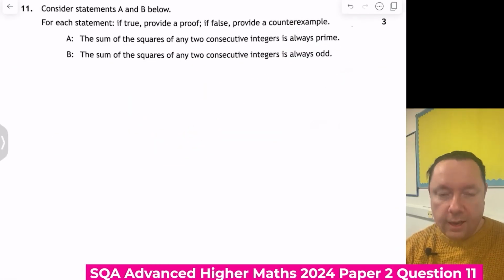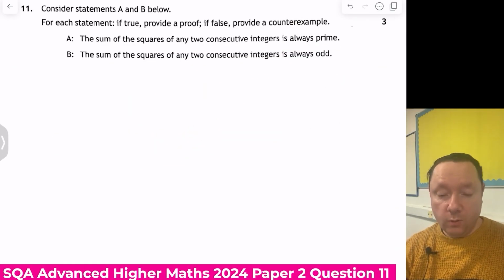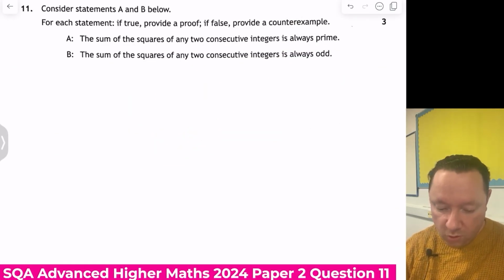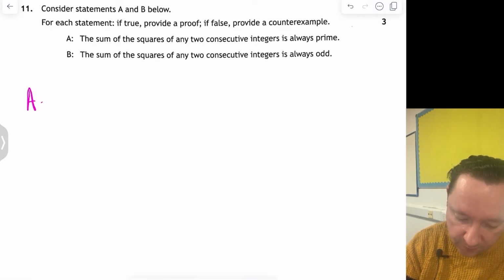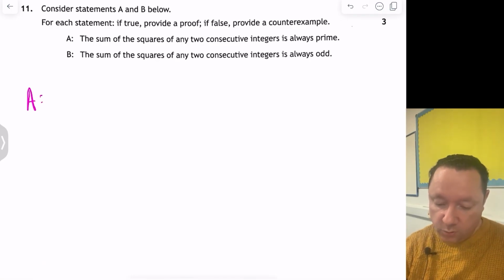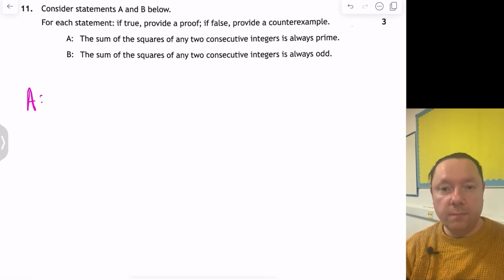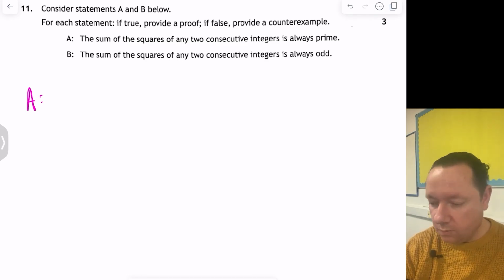And we're done there. SQA Advanced Higher Maths 2024, Paper 2, Question 11. Consider statements A and B below. For each statement, if true, provide a proof, and if false, provide a counterexample. Okay, statement A. The sum of the squares of any two consecutive numbers is always prime. I'm thinking Pythagoras here. 3 squared plus 4 squared equals 25. Well, 25 is not prime. There you go, counterexample, job done.